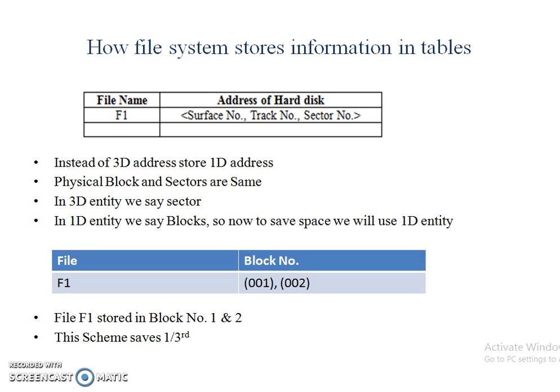Now, to save space, we will use the 1D entity. For example, there is another table having the attributes file and block number. File F1 is saved on block numbers 1 and 2. This scheme saves 1/3 of the space, but there is a problem. The device controller does not understand blocks; it understands only sectors. For giving instructions to the DC, the file system management module has to convert the 1D address again into a 3D address. Then what is the advantage of the 1D address? At all other layers, the 1D address can be used. Only at the lowest level does the 1D address have to be converted into a 3D address.